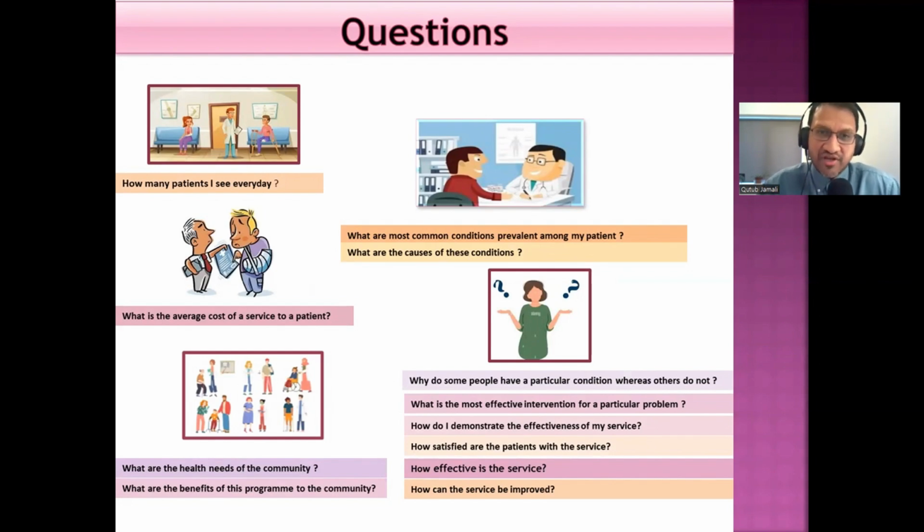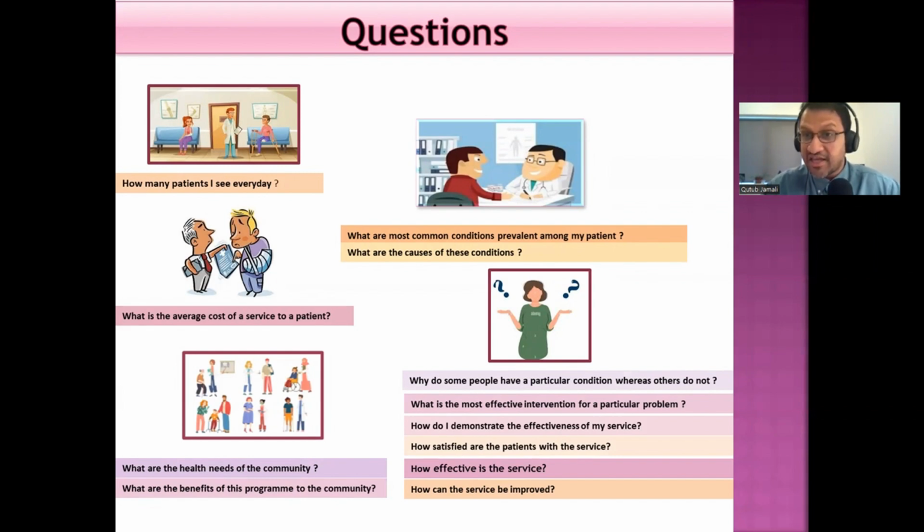Sometimes it is service related. You want to show, or present to your managers, that look, these are the number of patients I see, and why we need extra staff, doctors or nurses. So again, it's about how many patients you see in a day. What is the average cost of a service to a patient? Again, this is a service related question, and that also helps in improving your service, your clinic, your practice overall.